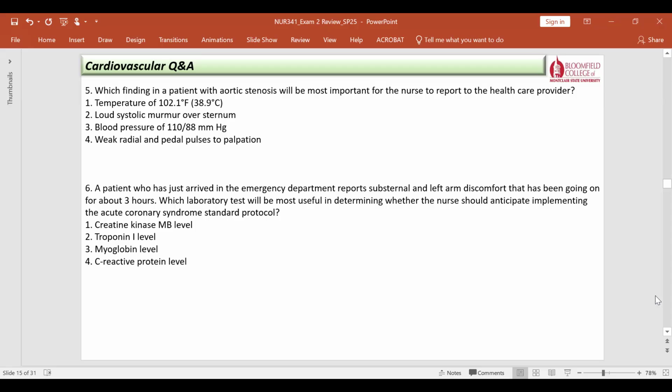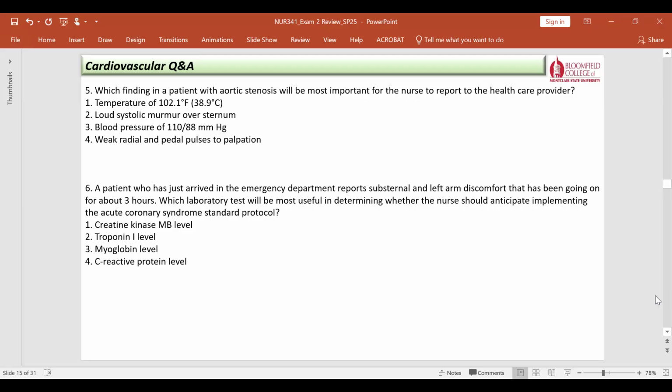Which finding in the patient with aortic stenosis will be the most important for the nurse to report to the healthcare provider? Some of these questions we may not have gone over specifically in class, but that doesn't mean they are irrelevant or shouldn't be part of the exam review. I include some of these questions to go over the concept of how you would answer these types of questions, and it's cardiovascular, still within the same system.